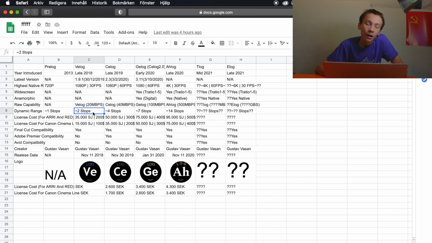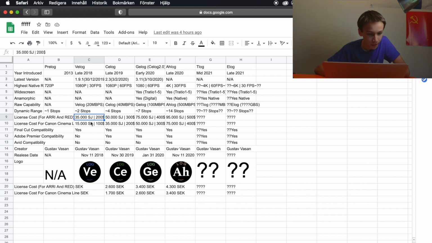Right now, if you want to get this, the cost is either 35,000 Siberian Joan or $200 US. That's for Red and Arri. If you want to get it for Canon cinema line cameras, it's 15,000 Siberian Joan or $100. It's kind of outdated, so I wouldn't recommend you get that unless you want to for some reason.